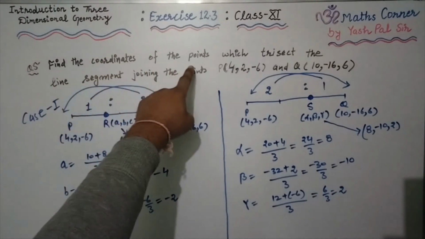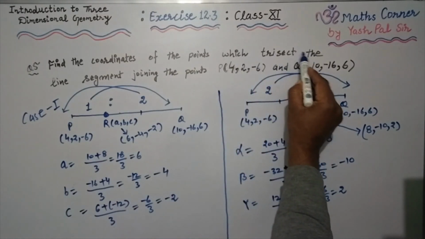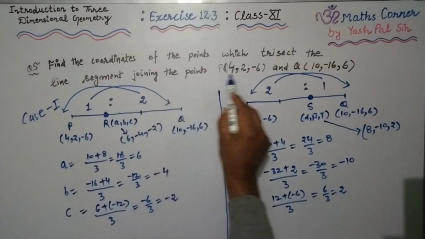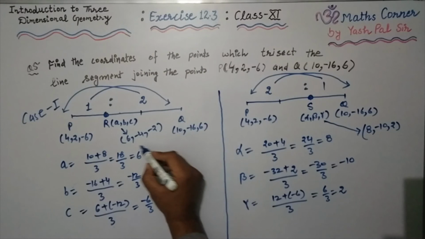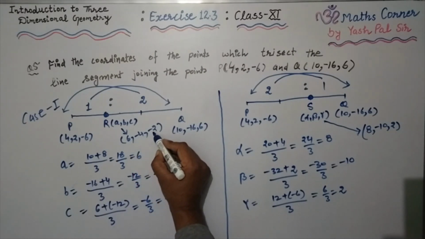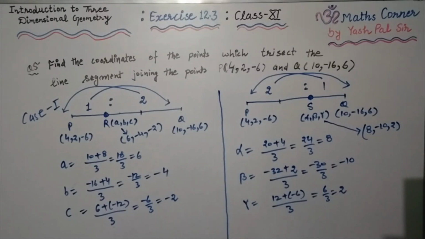So what was the question? Find the coordinates of the points which trisect the line segment joining the points P and Q. So the coordinates of the points, they are (6, -4, -2) and (8, -10, 2).